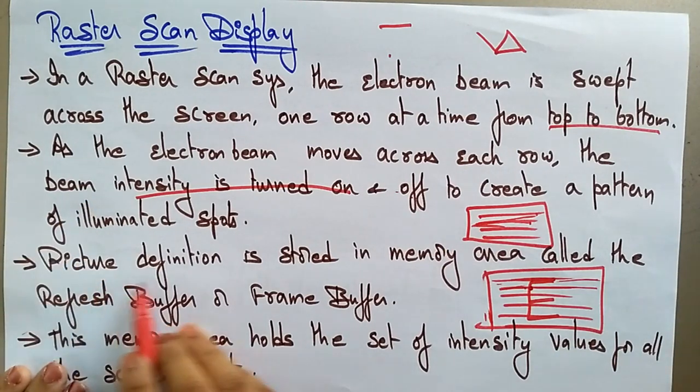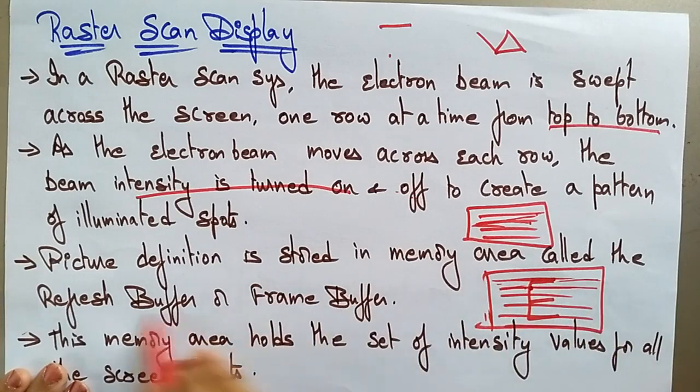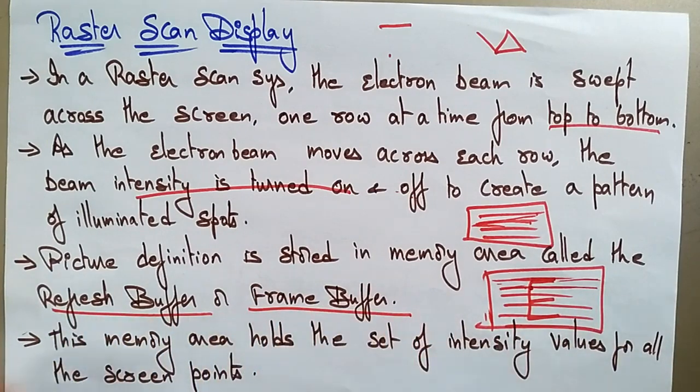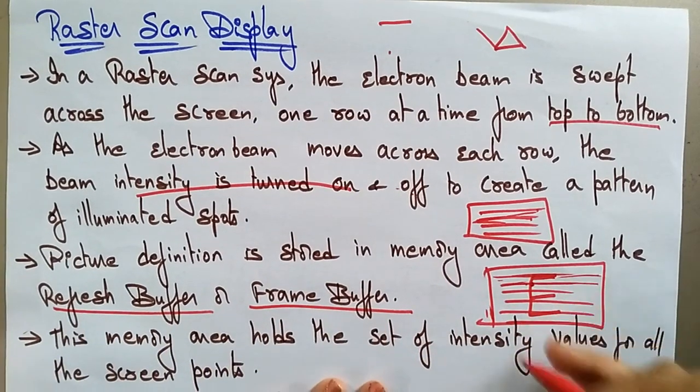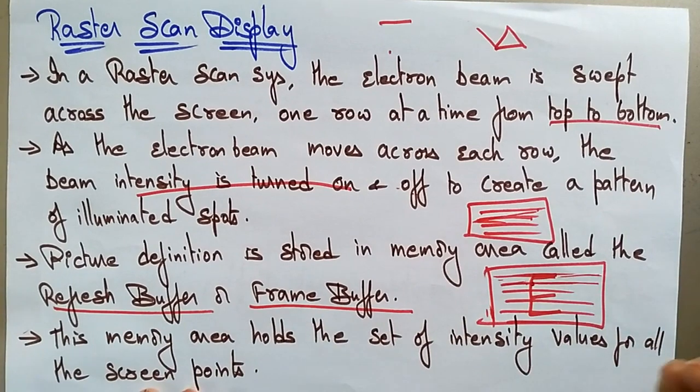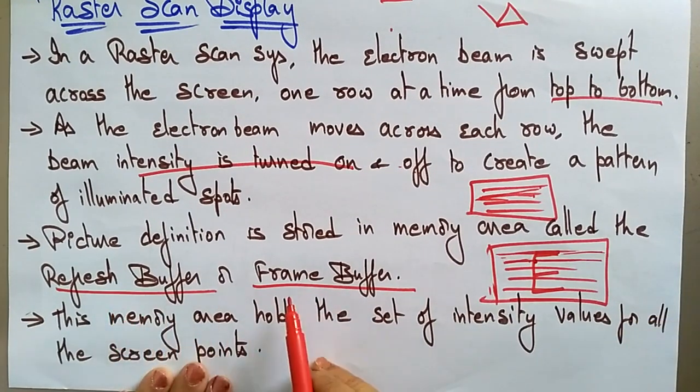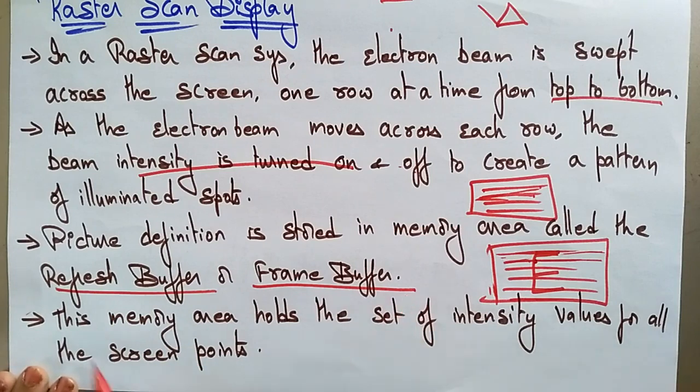Okay. So picture definition is stored in memory areas called the refresh buffer or frame buffer. Whatever picture you want to be displayed is stored in the memory area called the refresh buffer, or frame buffer, you can call it.